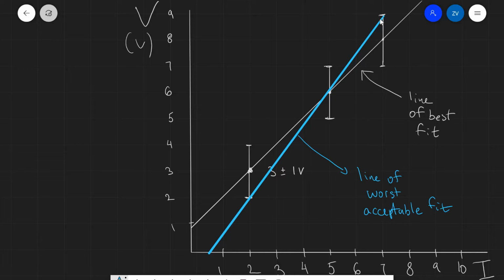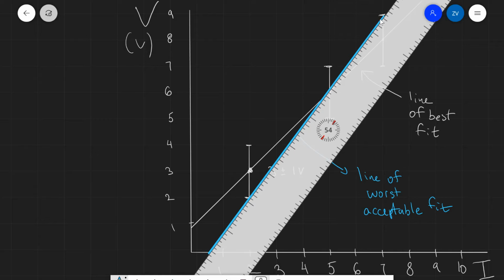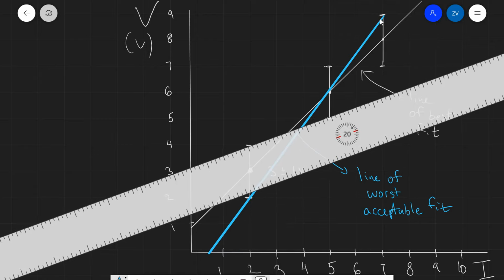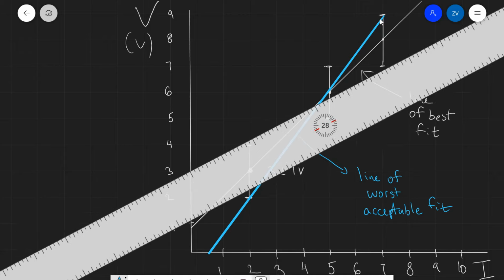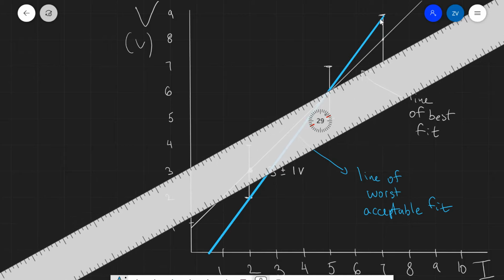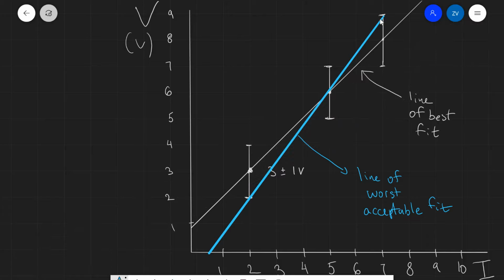Keep in mind that there are two possibilities for the line of worst acceptable fit. You could also equally have gone from the top of the bottom error bar to the bottom of the top. However, it's just a little bit easier to remember bottom of bottom to top.